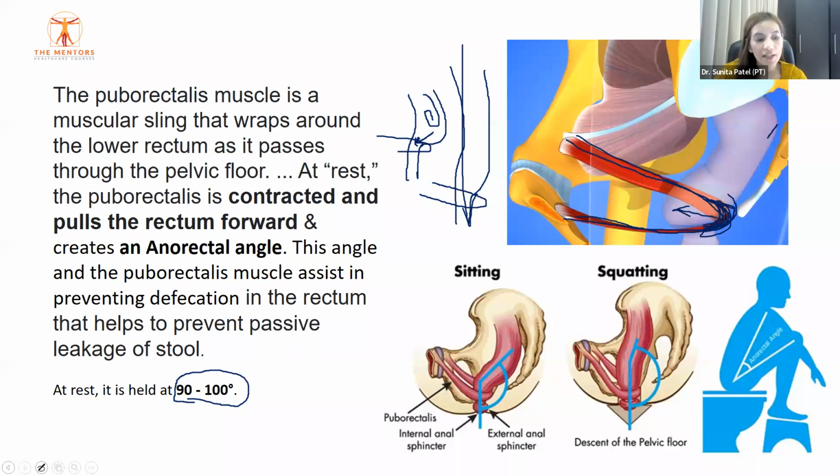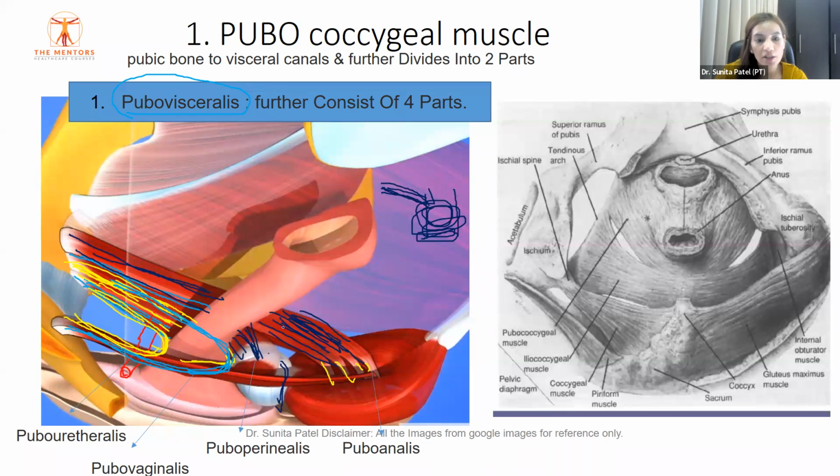It is the puborectalis. We will read this slide. Just let me finish here. So now another organ is there, the rectum, and that will be pulled forward by the puborectalis muscle. So these are 5 subdivisions, 5 different parts of the pubococcygeal muscle.